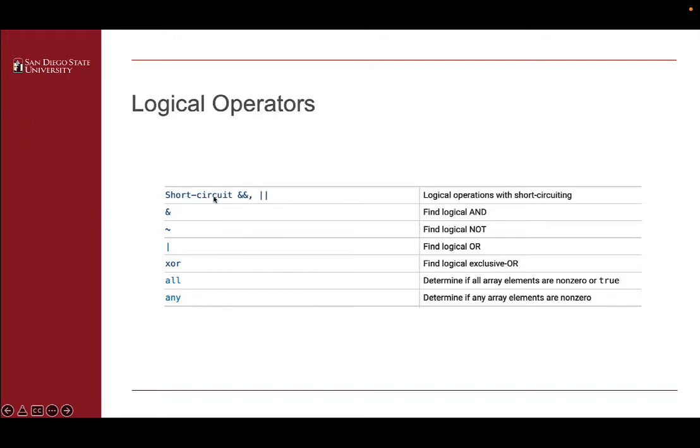And there are short circuit ones, which are double ampersand or double vertical bar. And we will use ampersand for logical and. We will use tilde for not. We have already used it. And we will use vertical bar for logical or. We will use the XOR function. This is not an operator. This is a function. And we have all and any functions. We will see them in this course. Okay, let's try it.